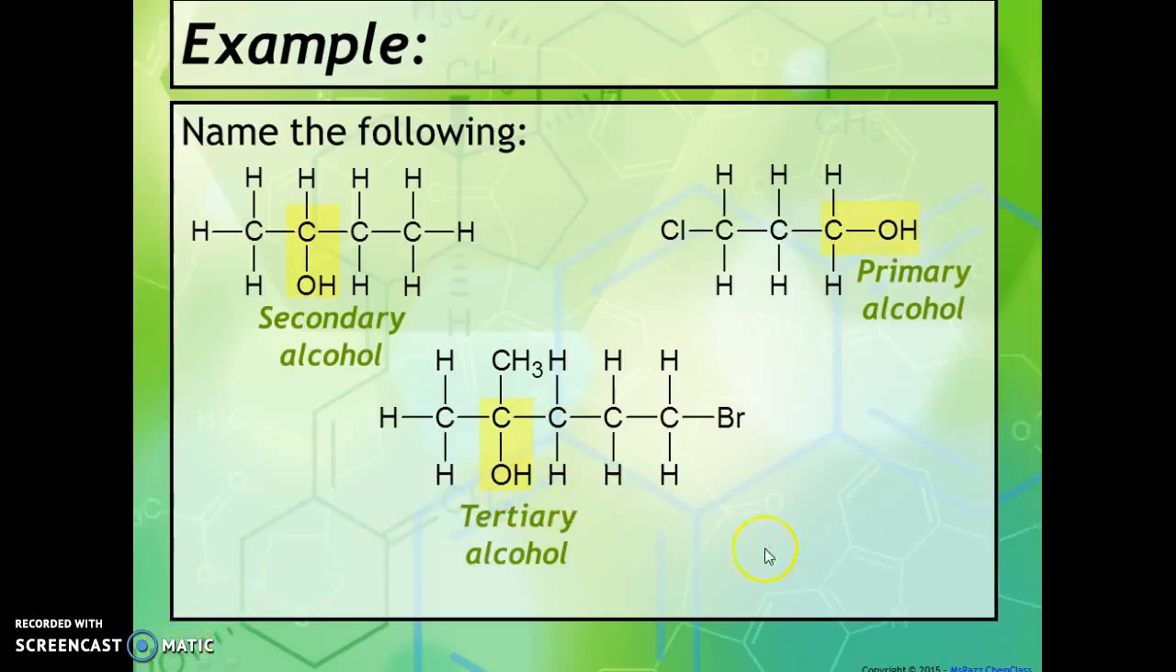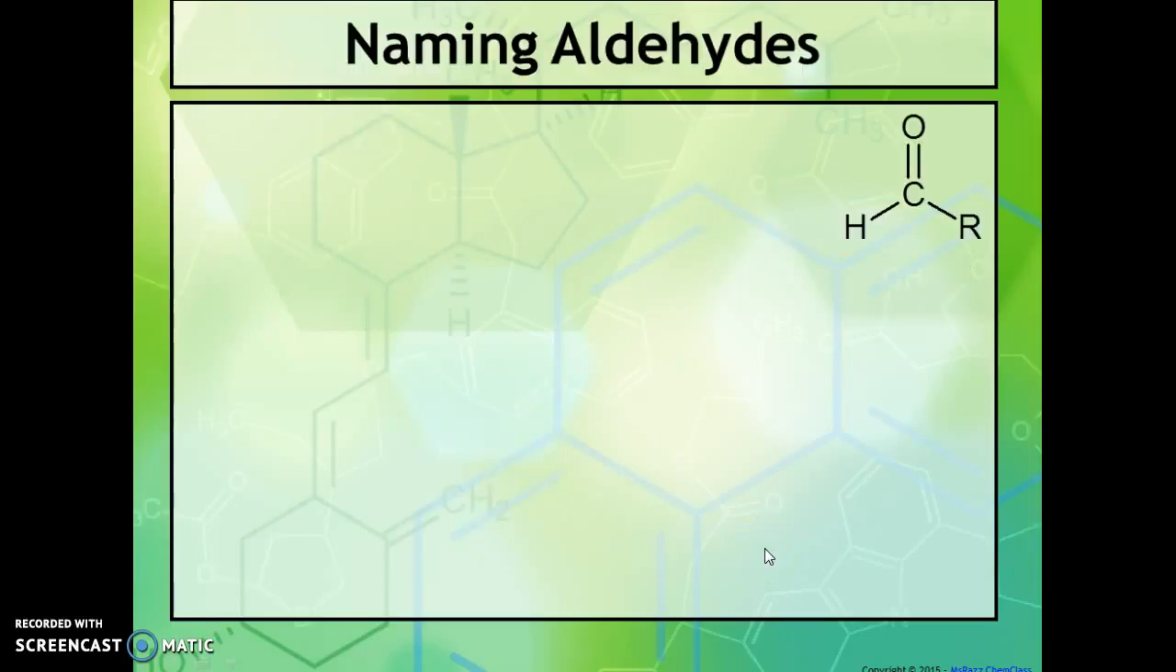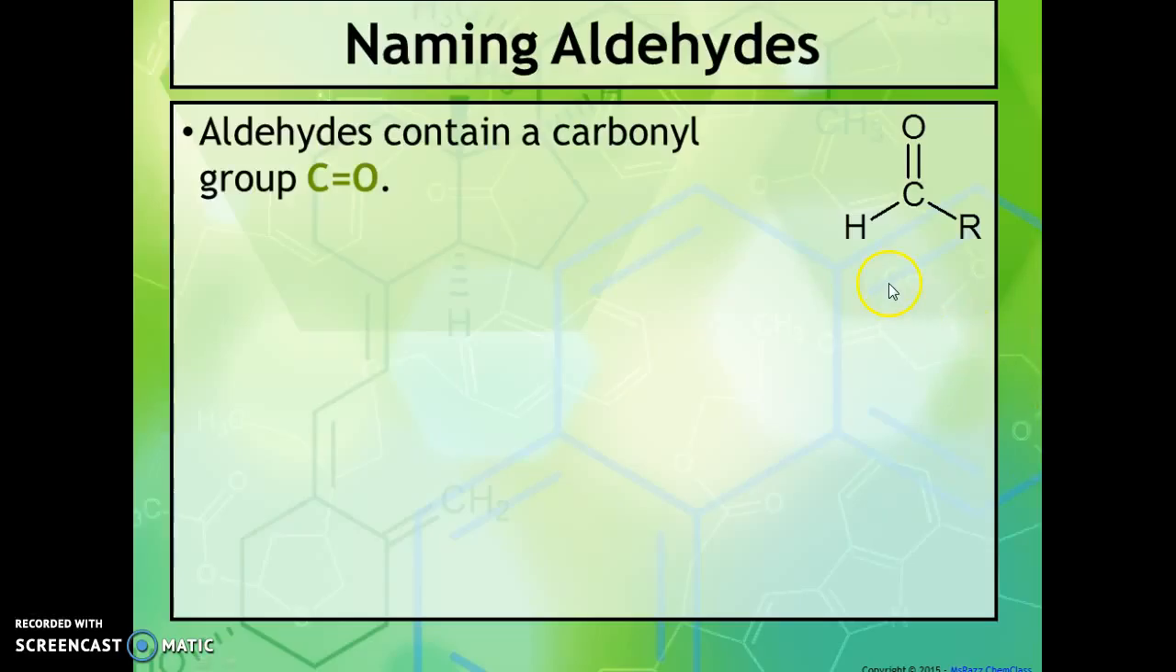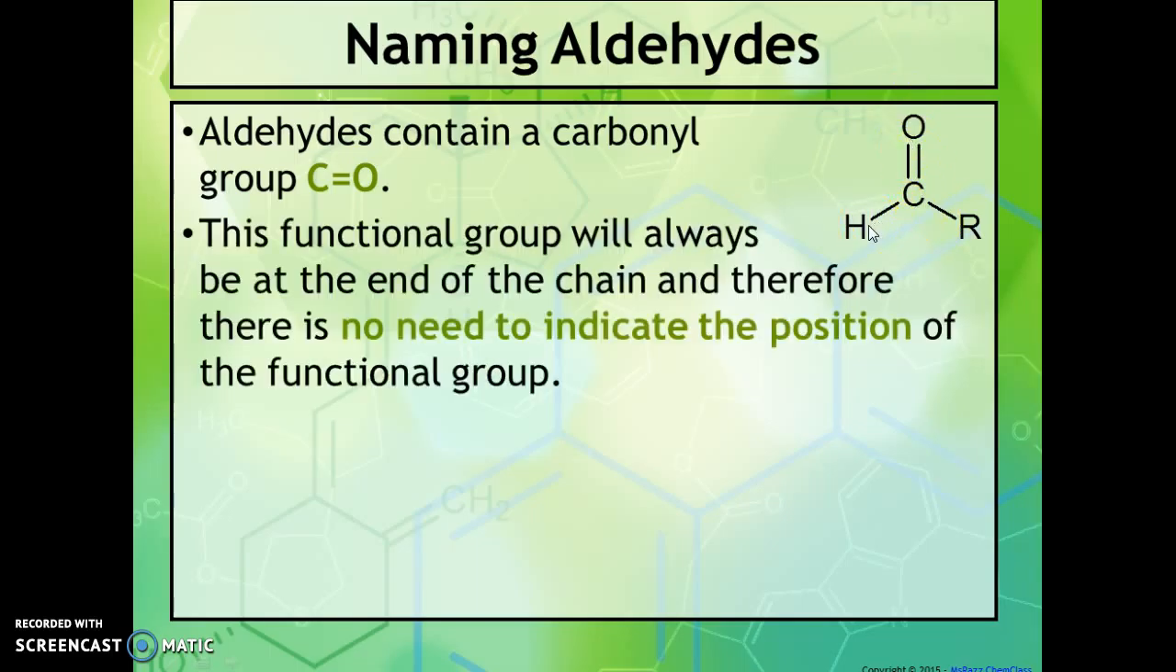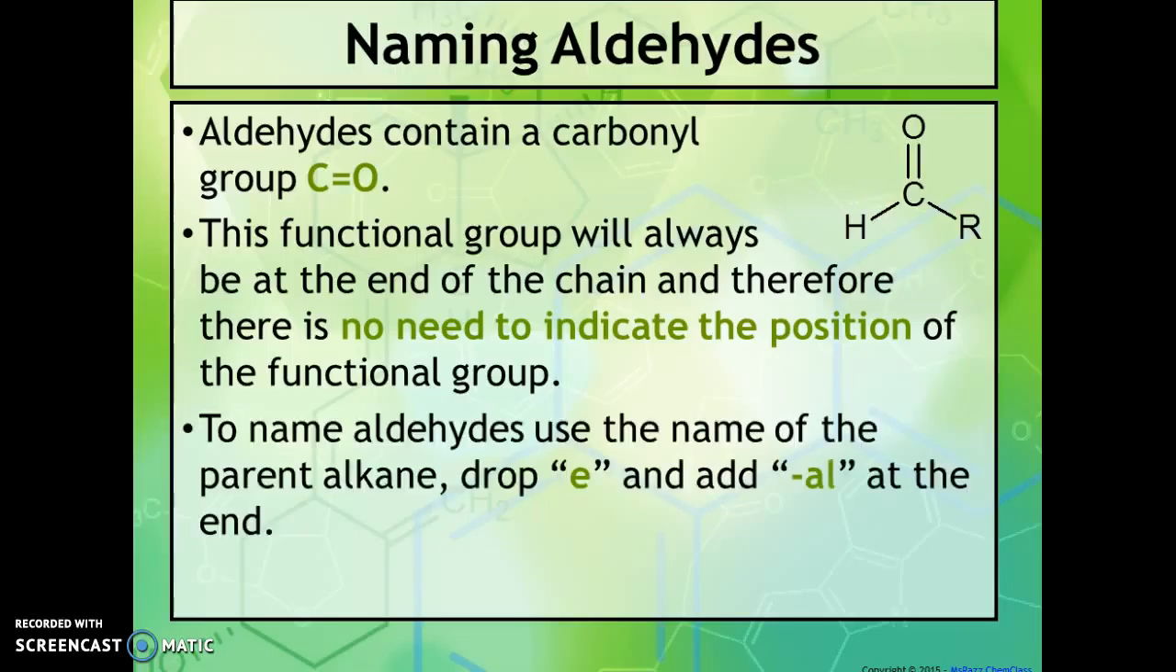Okay, so now we're professionals at naming alcohols, and we need to move on to aldehydes. Aldehydes always contain this carbonyl group, which is a carbon double bonded to an oxygen with a hydrogen coming off of it. This functional group is always at the end of a chain. It has to be, because hydrogen can't bond to anybody right now, and neither can oxygen, so it has to be at the end. So we never need to say where it is. We know it's going to be at the end. And to name these, we just drop the E at the end and add an AL.